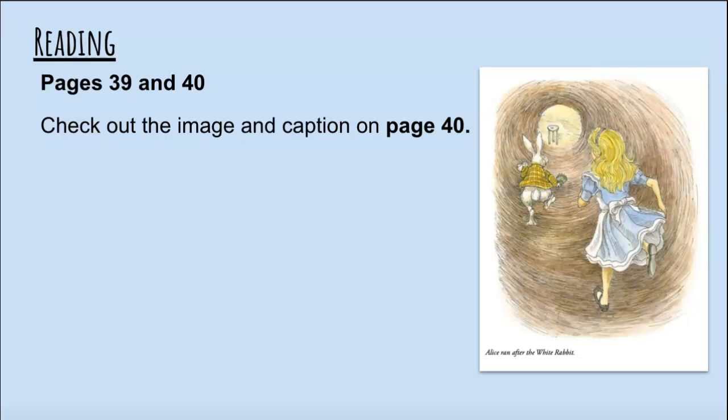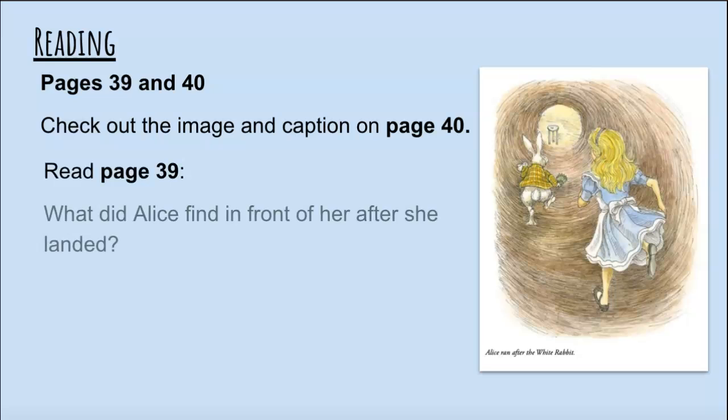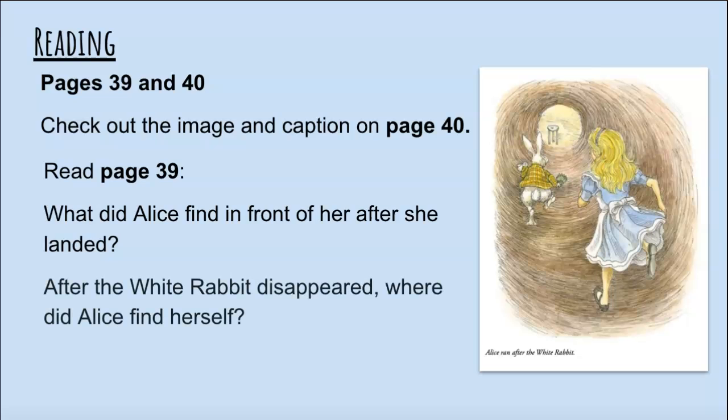Pages 39 and 40. Let's look at the image there. It says Alice ran after the white rabbit. Read page 39 and see if you can answer these questions. What did Alice find in front of her after she landed? After the white rabbit disappeared, where did Alice find herself? What did the tiny golden key do?